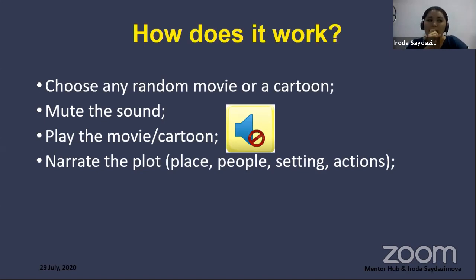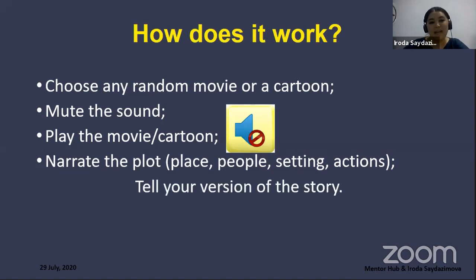But why is it good for your, let's say, speed in your speaking? This is because you don't rule it. You depend on the speed of the cartoon or movie that you're watching, because you have to work simultaneously and it won't wait for you. You should go on and on, non-stop, describing what you can see, and you should imagine at the same time. So yeah, I would suggest that you try this activity.